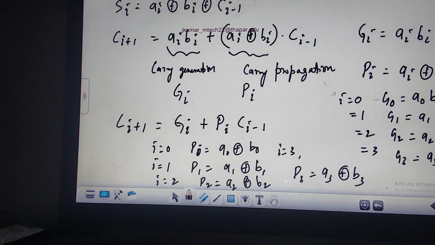It reduces the delay. But again, there are some limitations in the carry look-ahead adder. Don't think that this is also perfect. We reduce the delay, but there are a few other disadvantages. Let me mention what the disadvantages are. Okay. Now these are G0, G1, G2, G3, and these are P0, P1, P2, P3.